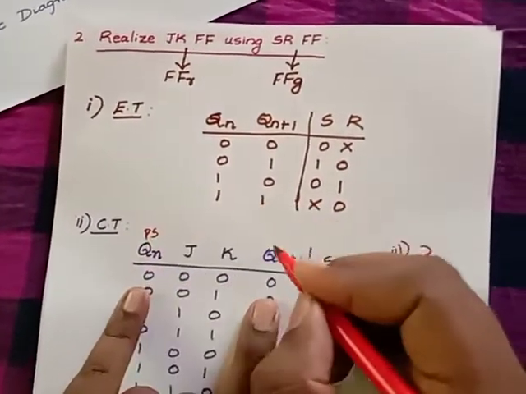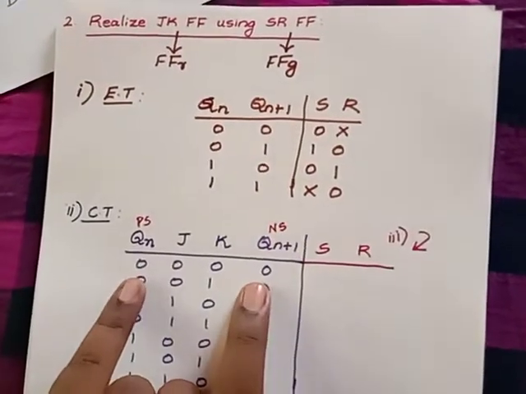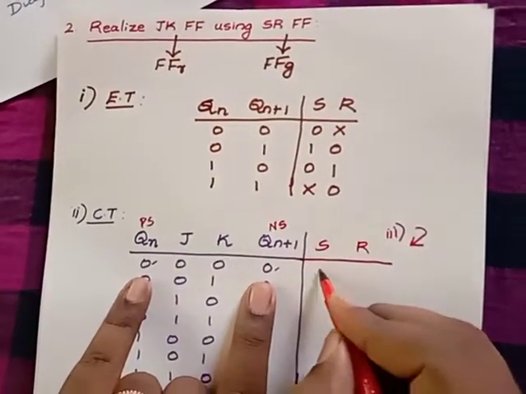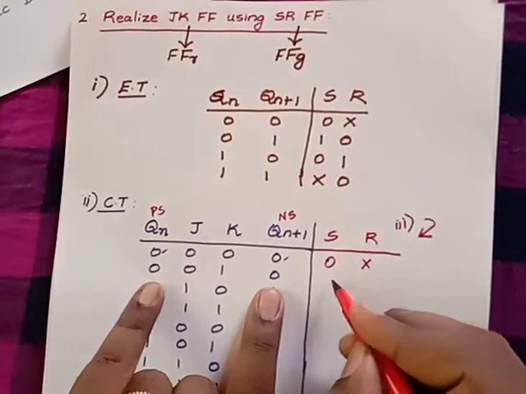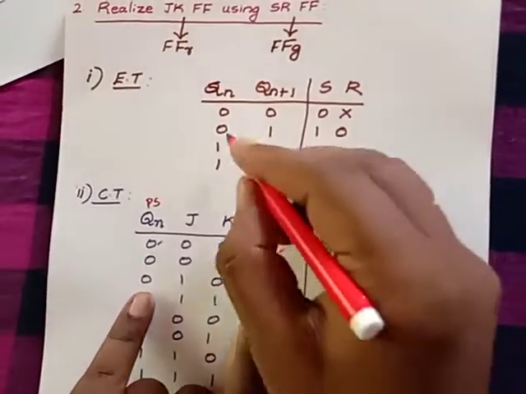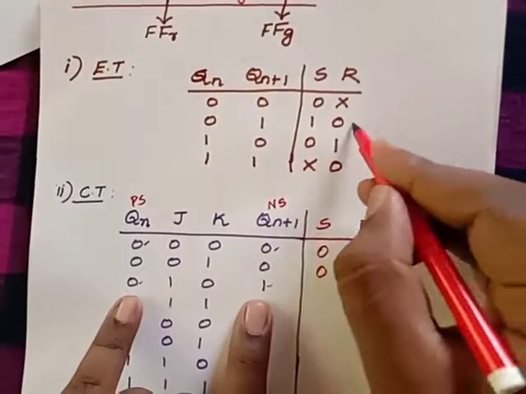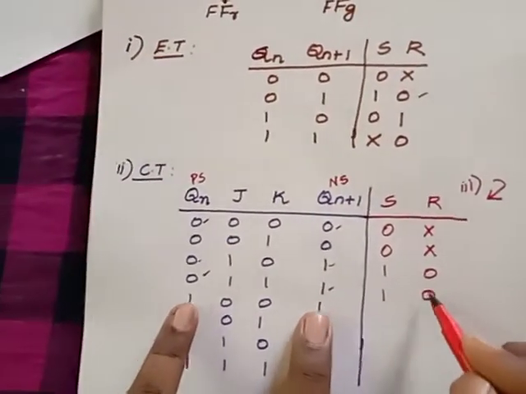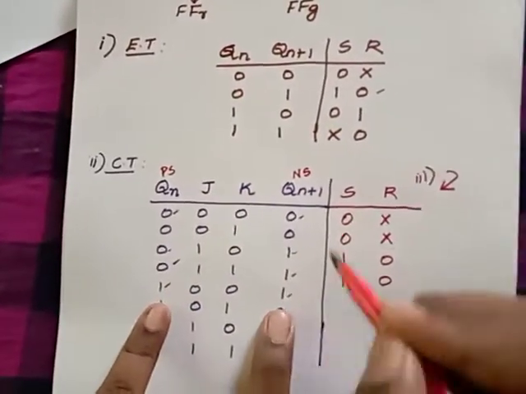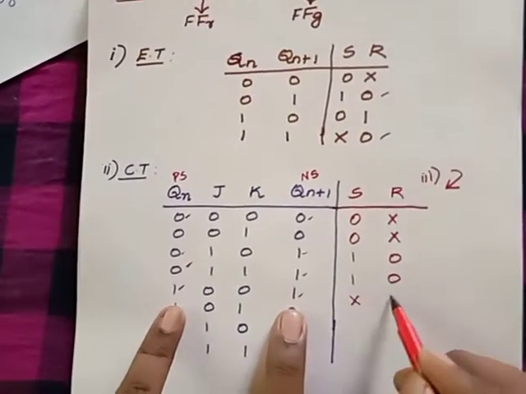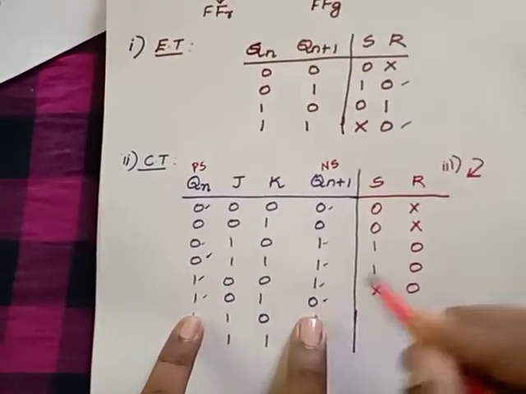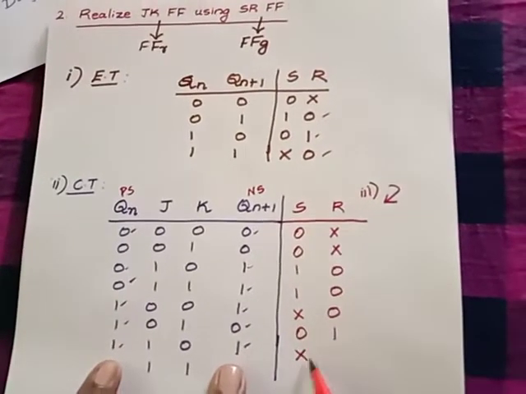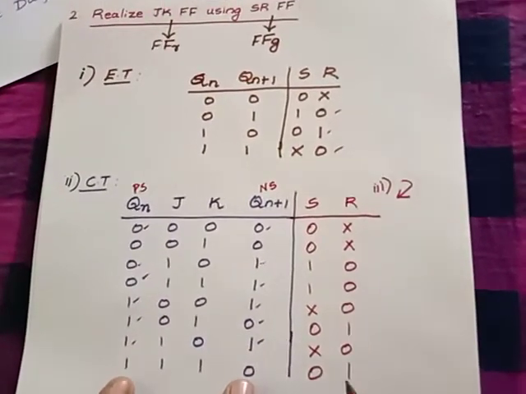This is your present state and this is your next state. So keep your fingers like this. For 0 0, it is 0 x. Again for 0 0, we'll get 0 x only. For 0 and 1, it is 1 0. Still again for 0 and 1, it is 1 0. For 1 1, that means 1 and 1, it is x 0. For 1 0, it is 0 1. Again for 1 1, it is x 0. For 1 0, it is 0 1. That's all. This table is over.